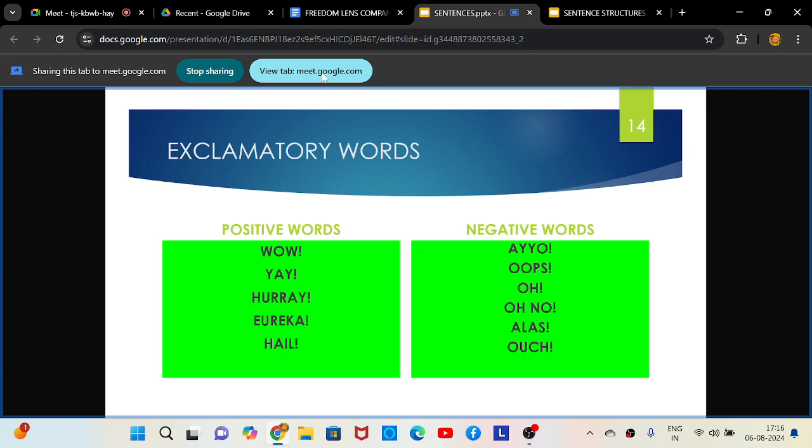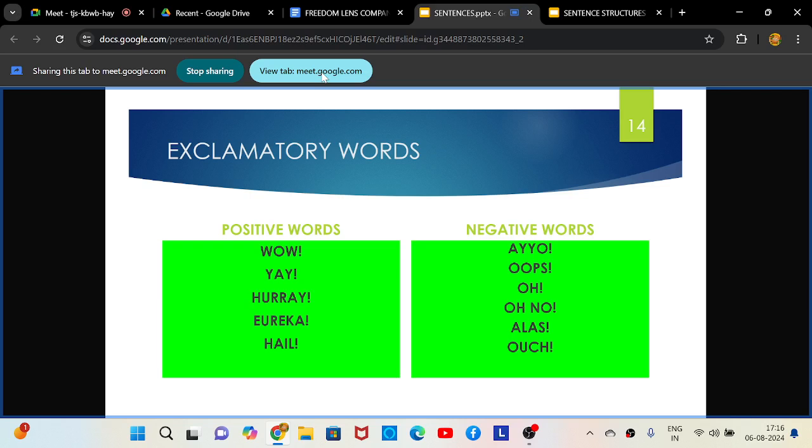And similarly positive words like wow. Wow is used to show a sudden expression to express the beauty of something. Okay, then yay and hooray are again used to show some success, victory. You can say hooray, I scored full marks, or yay, I cracked the exam.